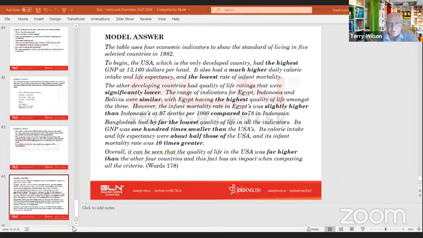So, the highlighted vocabulary are the comparative expressions. And when you look at it, it's about 40% of the complete answer. It's about 60 words.